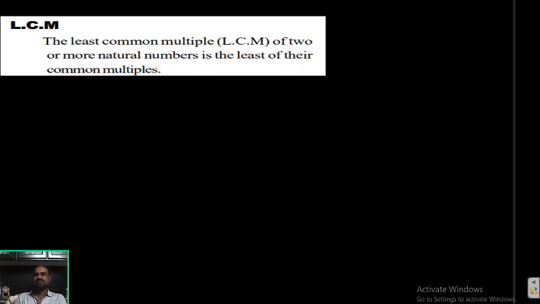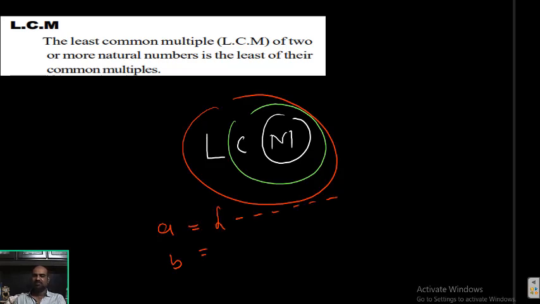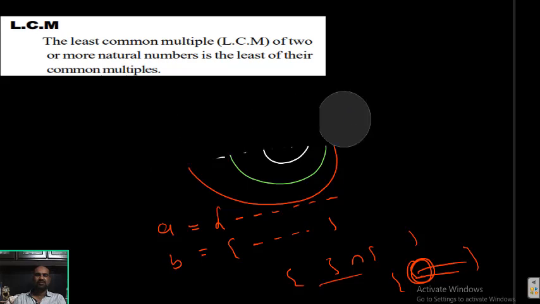Yeah, next concept: LCM. Multiple, common multiple, least common multiple. Okay, so what is the meaning of that? You want to find LCM of A and B. You want to find all multiples, after that you want to find the intersection, the common multiples. From that, the least one is said to be the least common multiple. Okay, so I will show you.